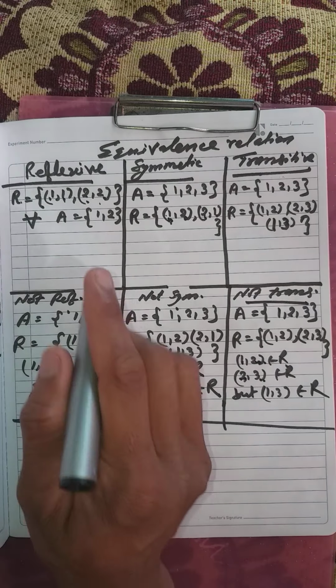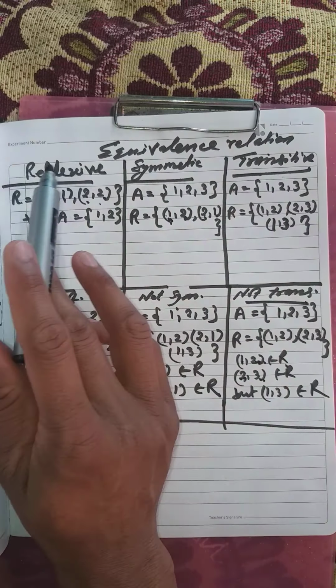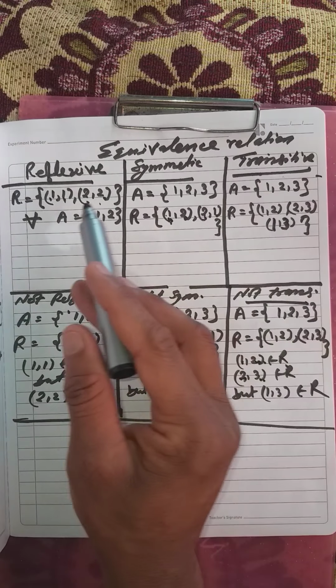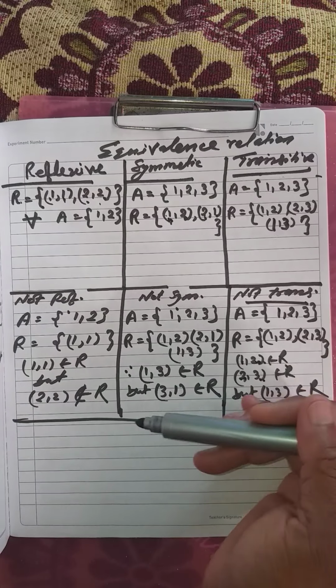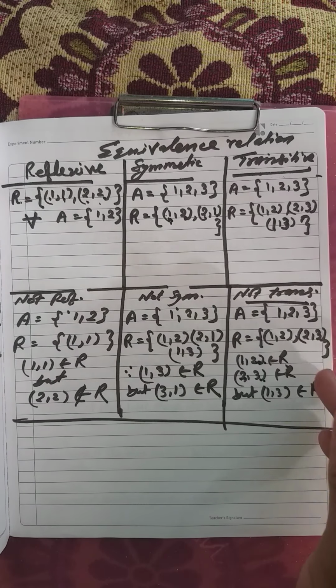Okay. You must know that if the relation is an equivalence relation, it will satisfy the conditions of reflexive, symmetric and transitive. If it does not satisfy any one condition, the relation will not be an equivalence relation.